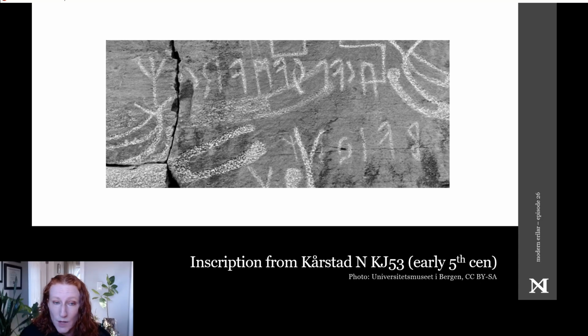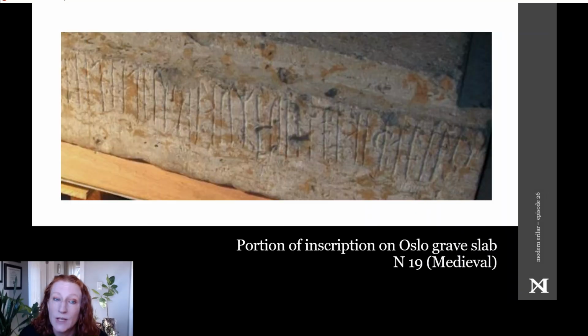Sinistrograde inscriptions appear throughout runic practice, so we have later examples as well. The inscription on this medieval grave slab from Mariakirken in Oslo proceeds from right to left, and the direction of the runes aligns with the reading direction.